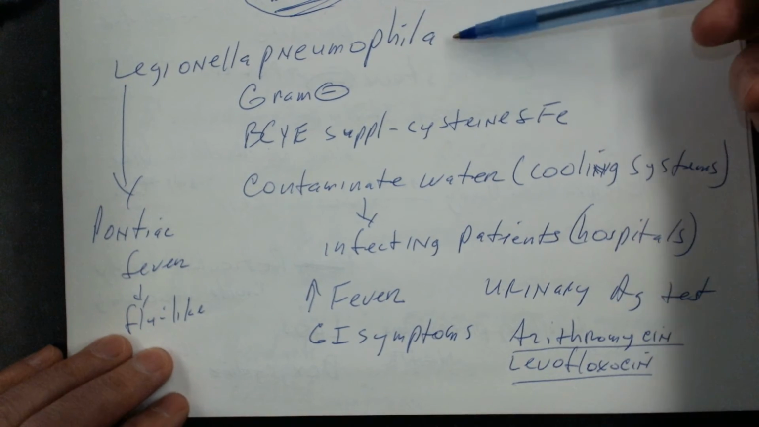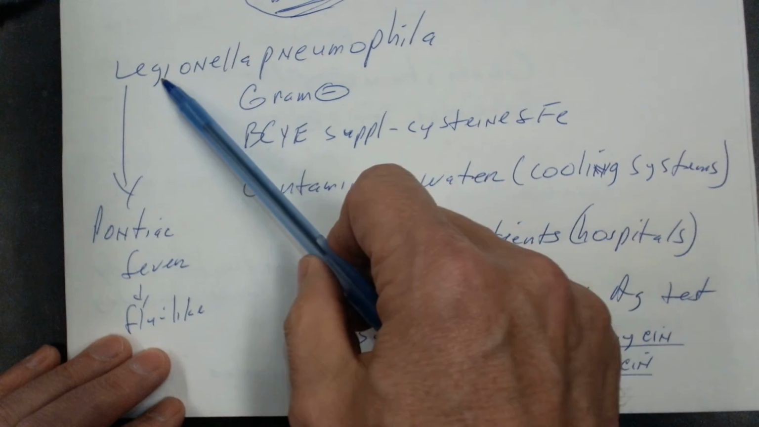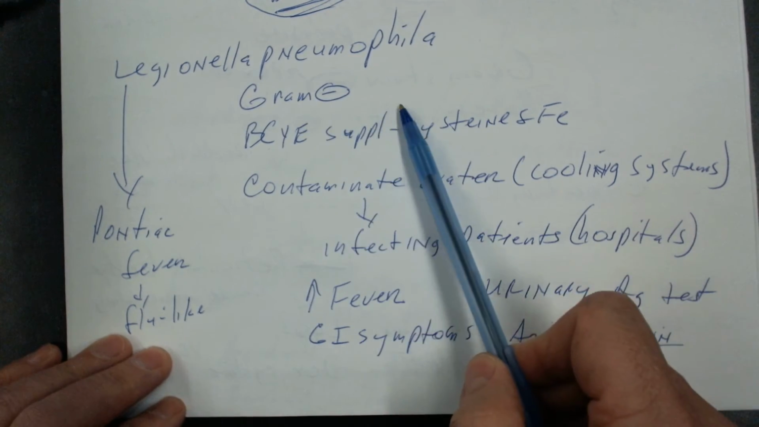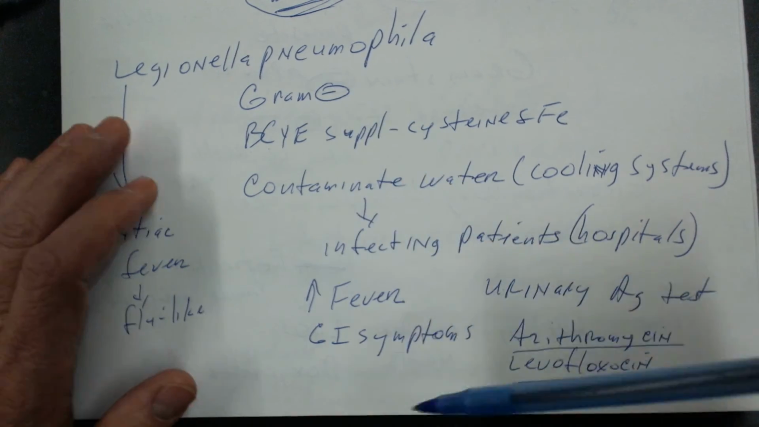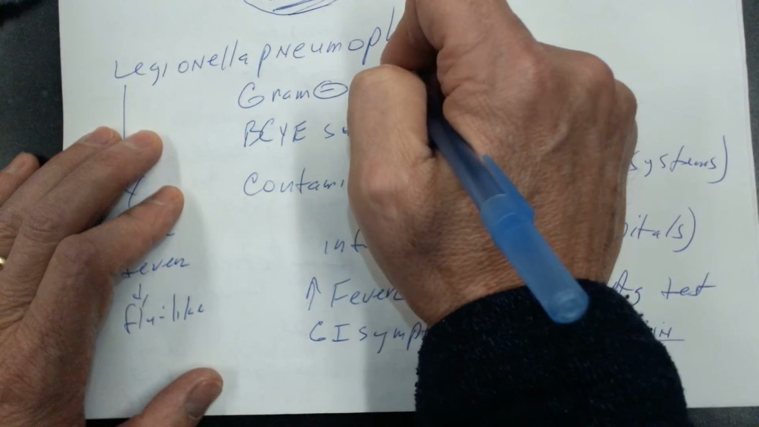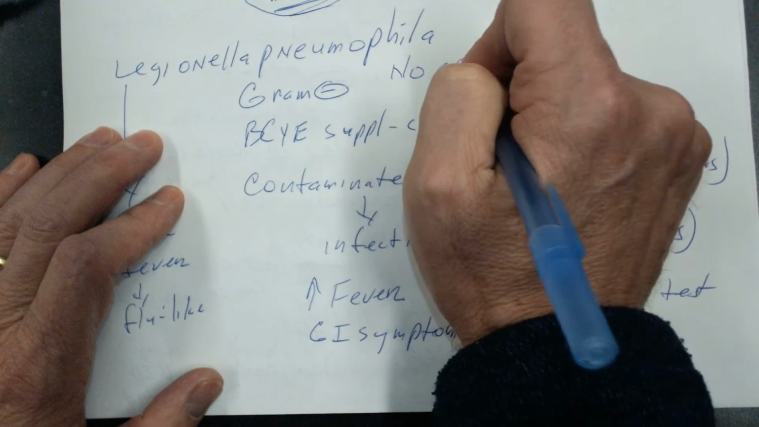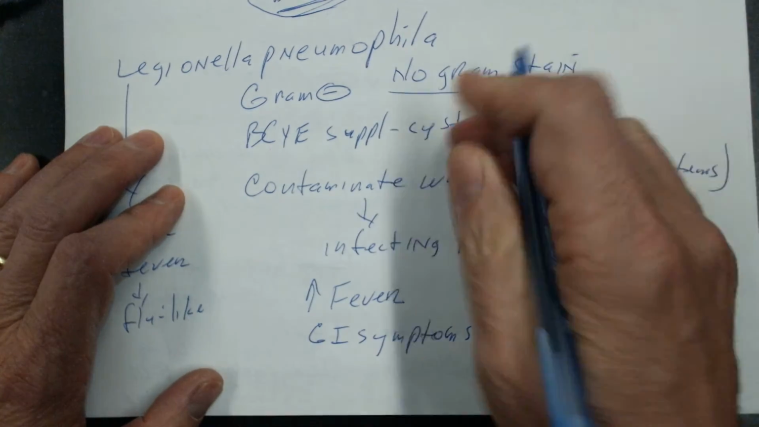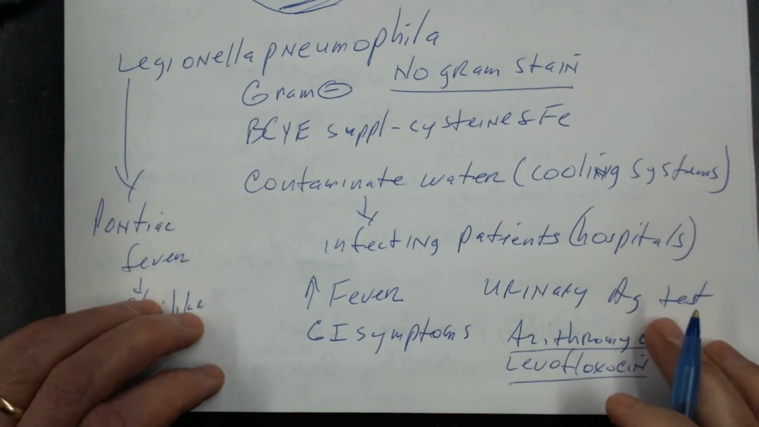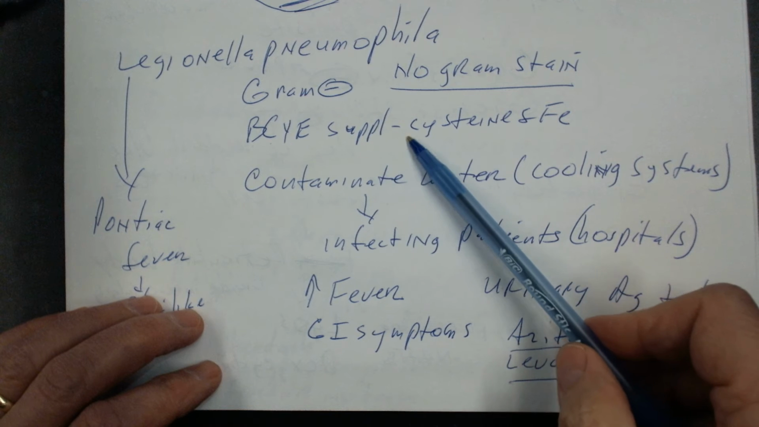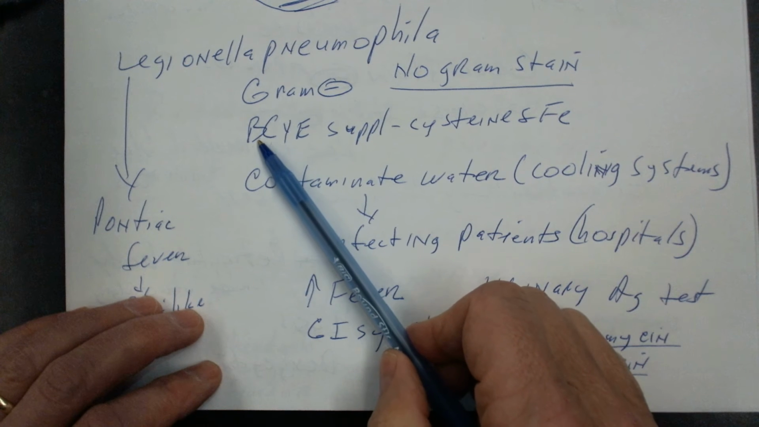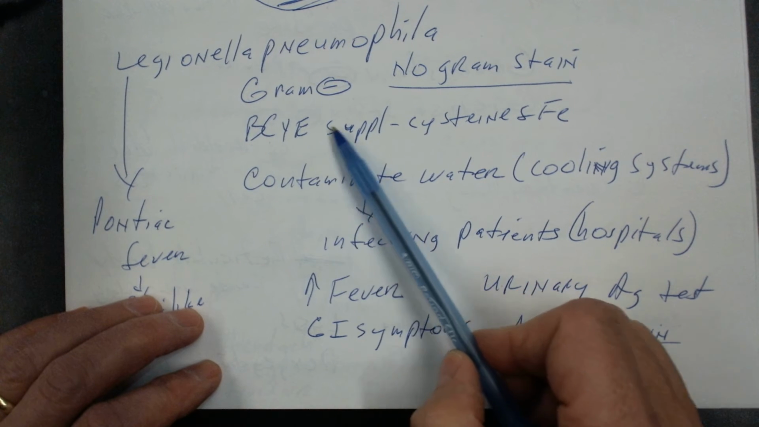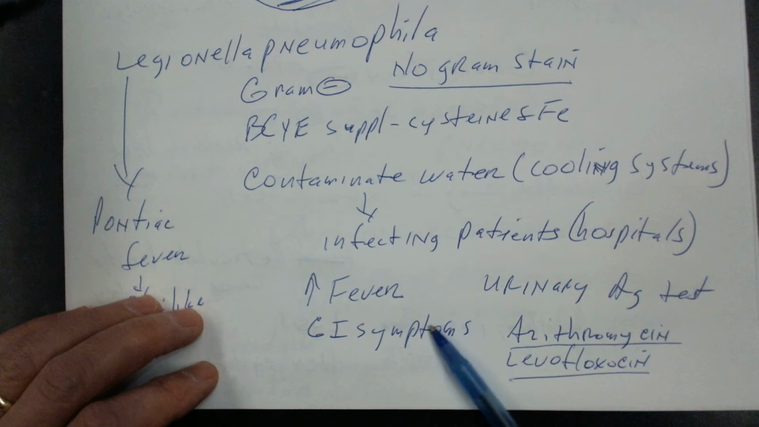Now, the other cause of atypical pneumonia is Legionella pneumophila. It's gram-negative, but it stains very poorly with safranin. So you usually will not see this in a gram stain for reasons that are not clear. It's a tough organism to grow. You have to use this buffered charcoal yeast extract medium that's supplemented with cysteine and iron.